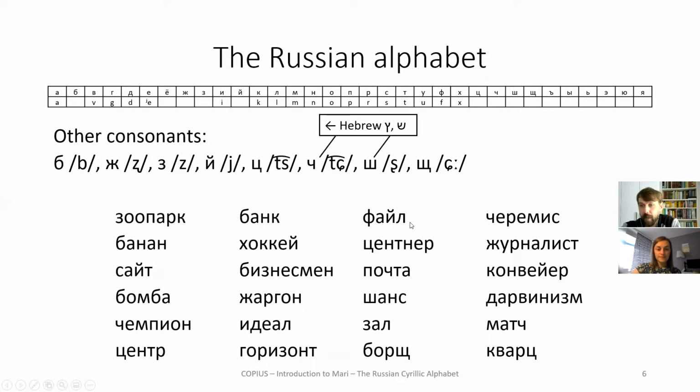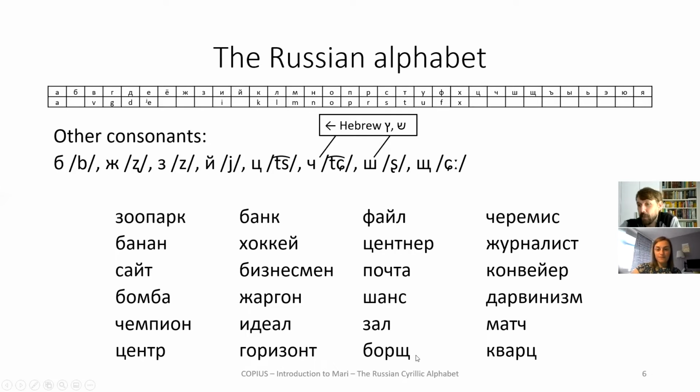Файл. File. Центнер. Centner, this very old-fashioned measure of weight. Почта. Post. Шанс. Chance. Зал. Here's another one that the English doesn't really have. This is like a hall, like German Saal, if you know that.